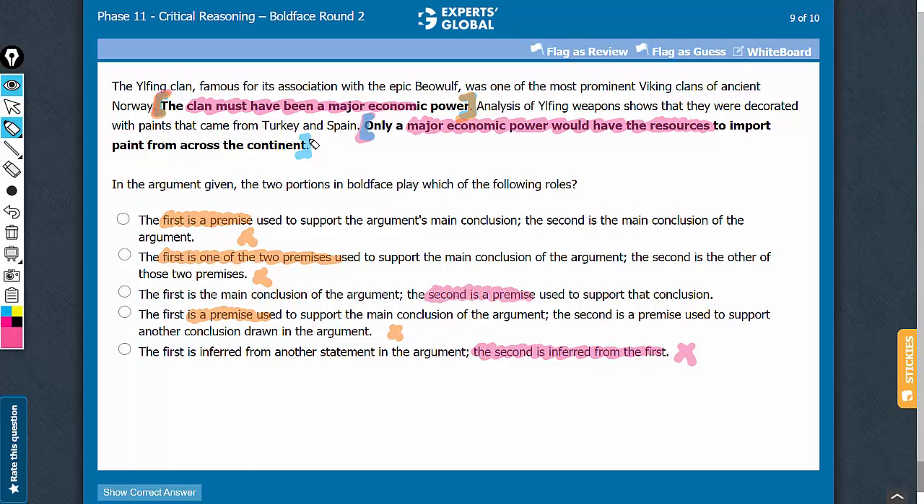It's the other way round, that the second is the premise. Because this is true, this can be derived. Remember, a premise is a statement from which another statement is derived. And since this is true, we could conclude that this clan must have been a major economic power. So the second part here is absolutely correct, and the first part, that the first is the main conclusion, is anyway correct. Answer choice C does a good job at explaining the role played by the first boldface as well as the second boldface. C is the correct answer choice here.